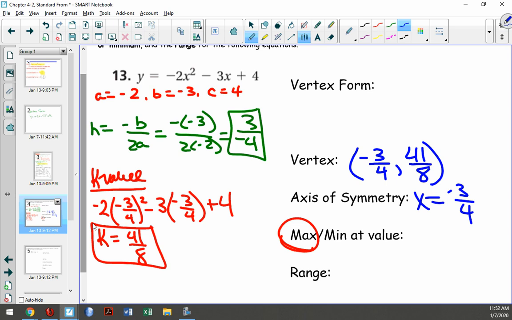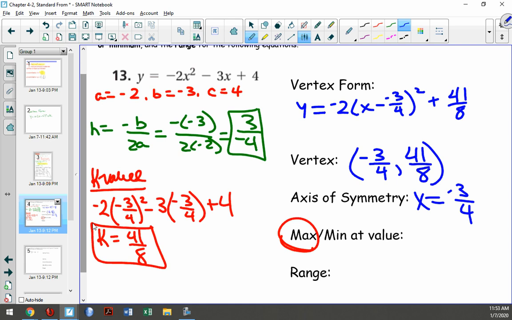Now, I need to get my vertex form. So how do I get my vertex form? My vertex form is going to be y equals a, which is what value? -2, parenthesis x minus h. What's h? -3/4 quantity squared plus k, which is 41 over 8.